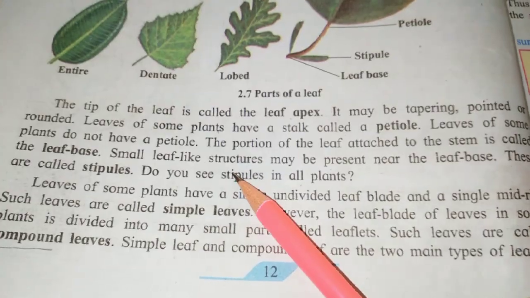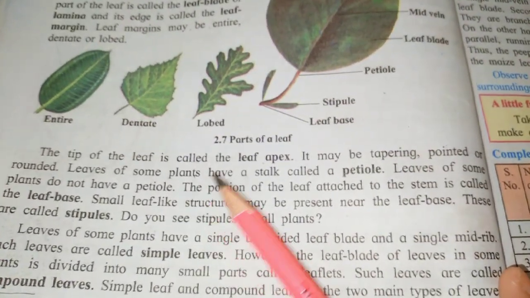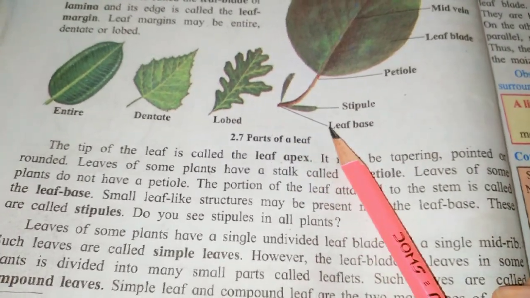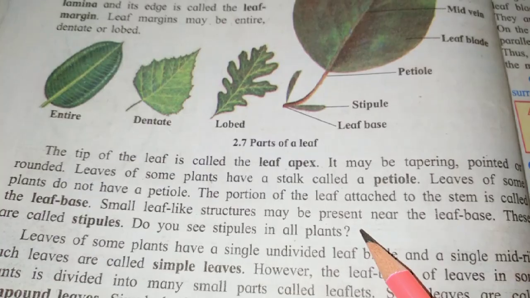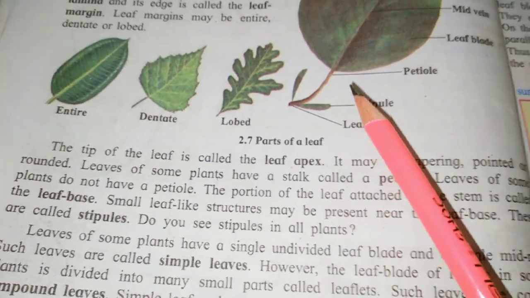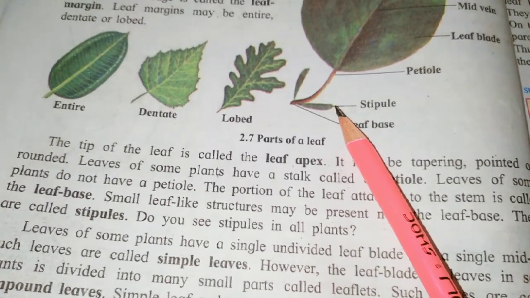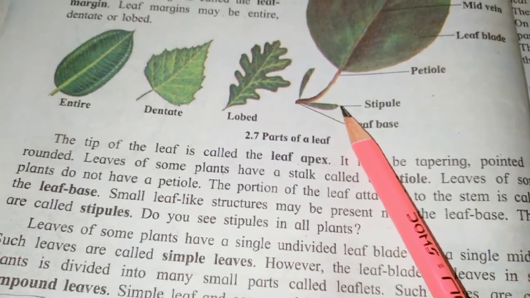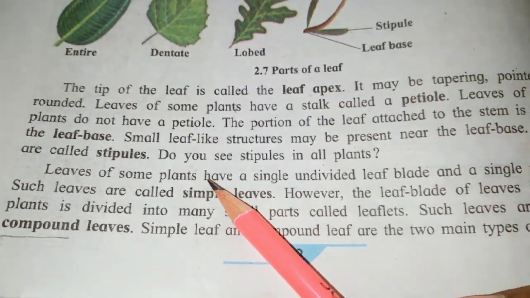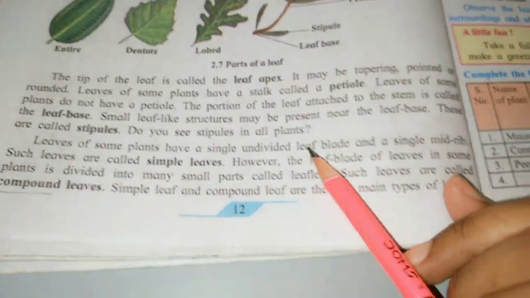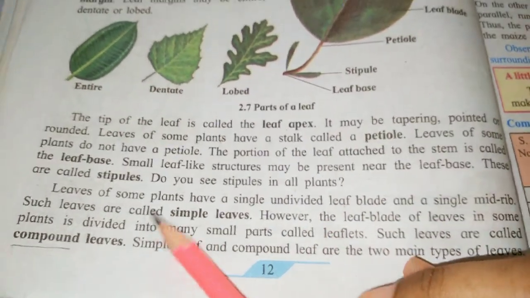The portion of the leaf attached to the stem is called the leaf base. You can see here the leaf base. Small leaf-like structures may be present near the leaf base. These are called stipules. Not every leaf has stipules. Do you see stipules in all plants? No. Leaves of some plants have a single undivided leaf blade and a single mid rib.